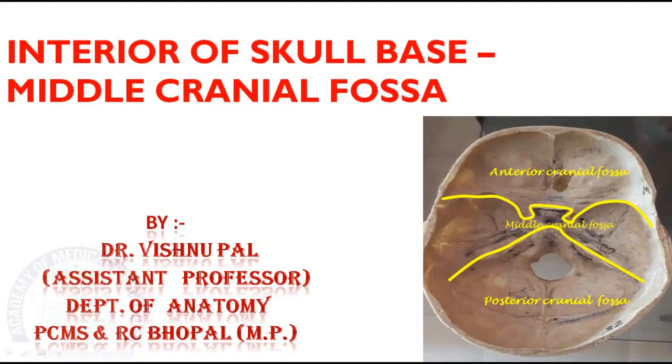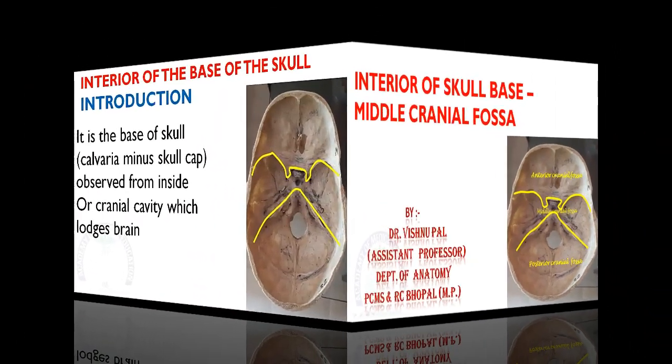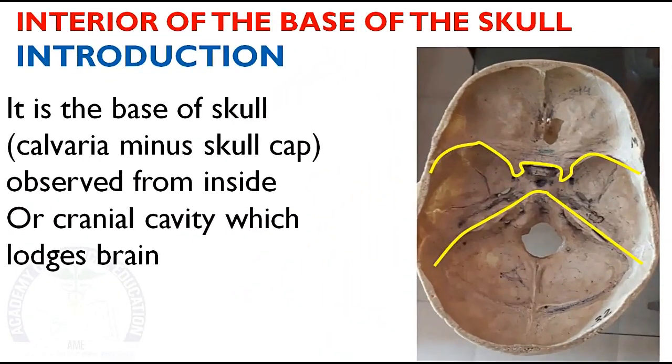Hello my dear students, today we are going to discuss the interior of the skull base, that too the middle cranial fossa. In the last lecture we discussed the anterior cranial fossa. Introduction. So as we complete the interior of the base of the skull, it is the calvaria minus the skull cap, observed from inside, that is the cranial cavity, which lodges the brain parts.